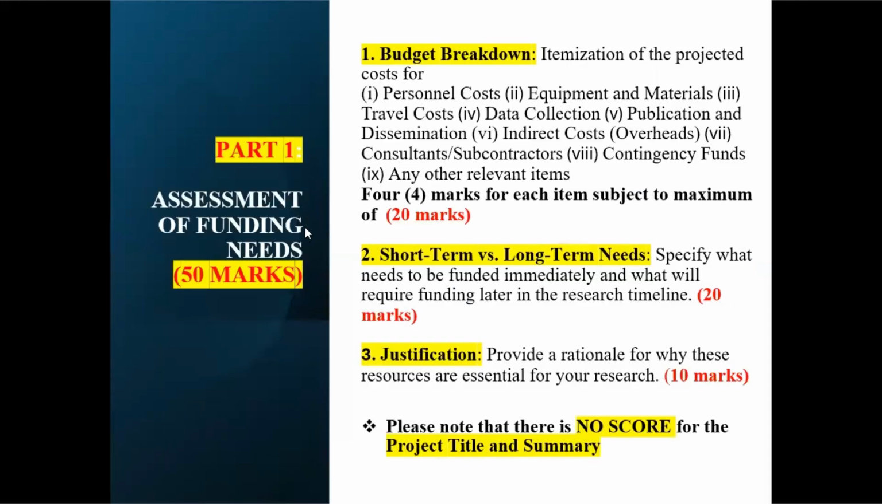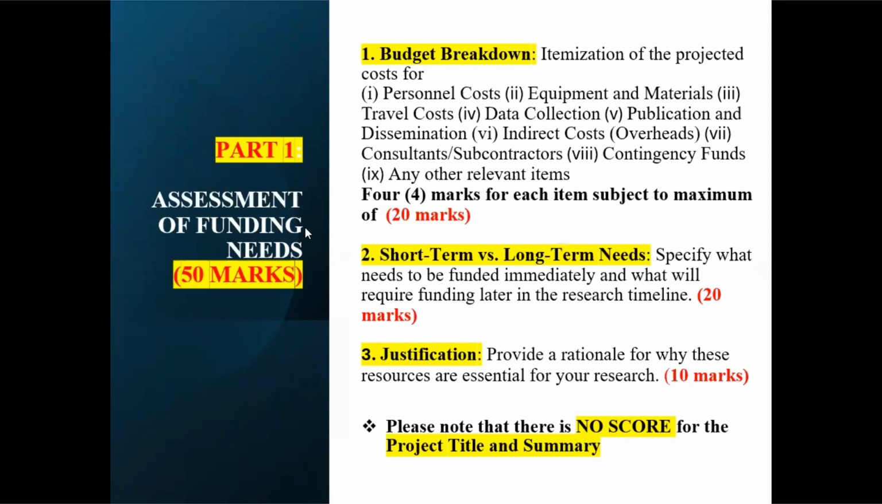Now, how do you score each of those parts? Part 1, the budget breakdown, will attract a score of 20 marks. And so 4 marks for each item subject to a maximum of 20 marks.